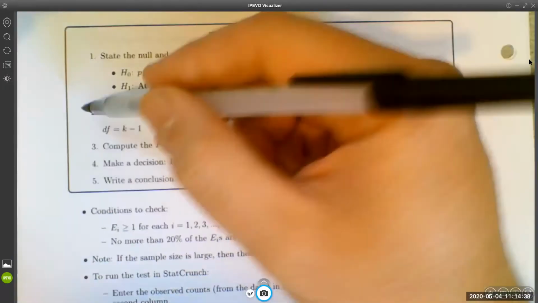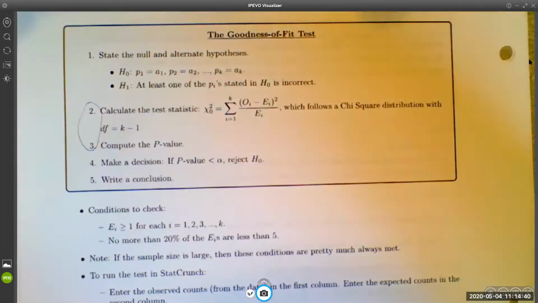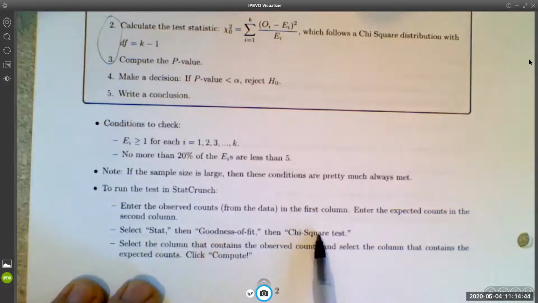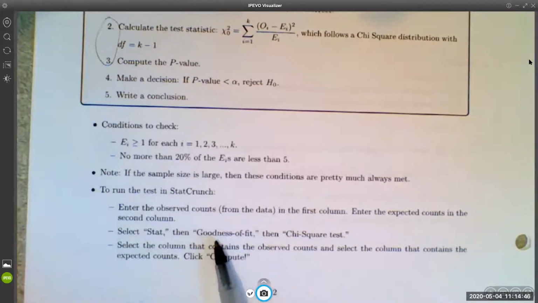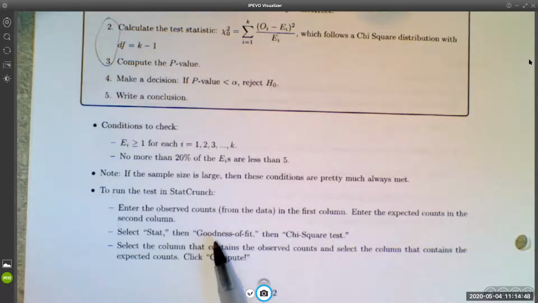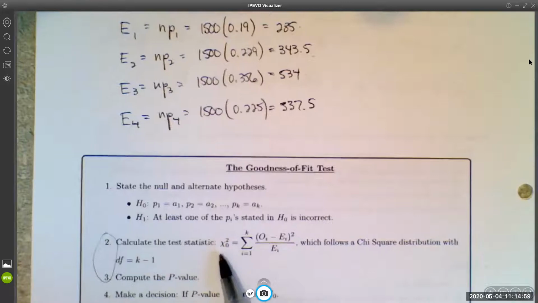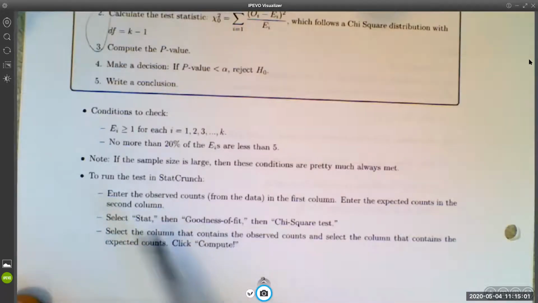Of course, these two steps are going to be done in StatCrunch. To do those two steps in StatCrunch, we go to Stat, Goodness of Fit, and then Chi-square test. Goodness of fit, because this is the goodness of fit test. We're trying to see if the null hypothesis fits with the data that we collected. Chi-square test, because the test statistic follows a chi-square distribution. So Stat, Goodness of Fit, Chi-square.